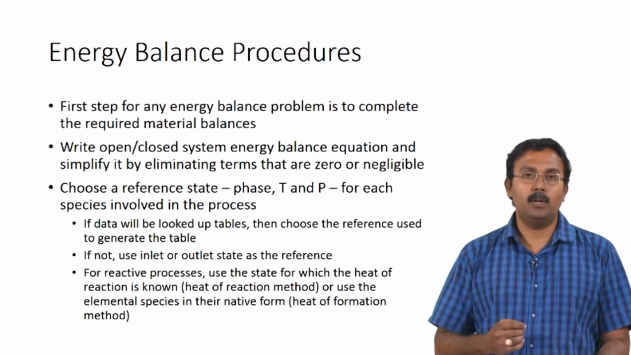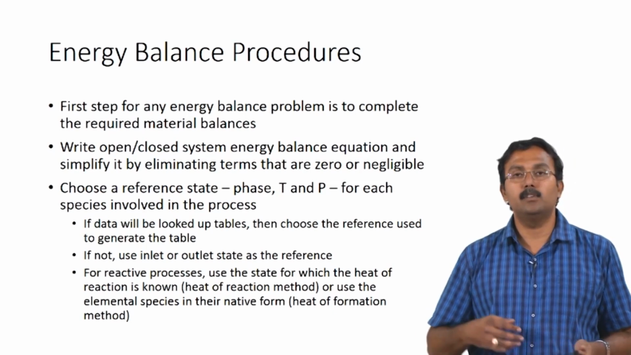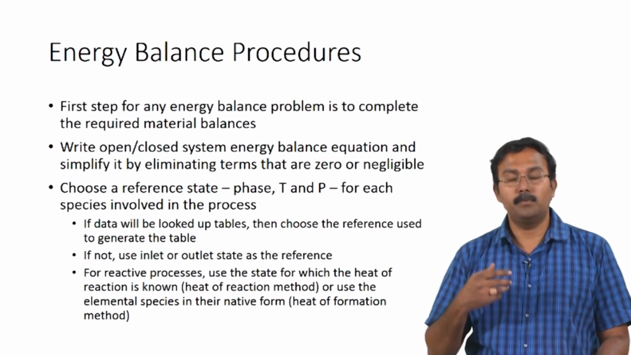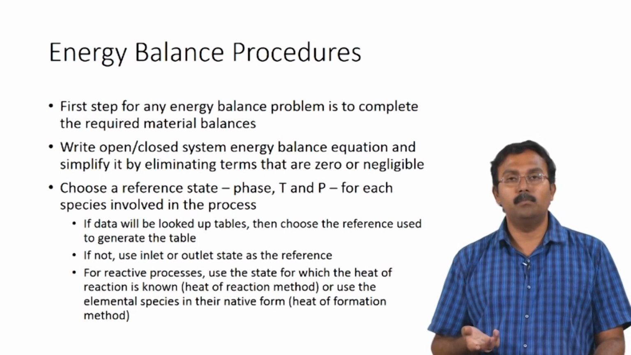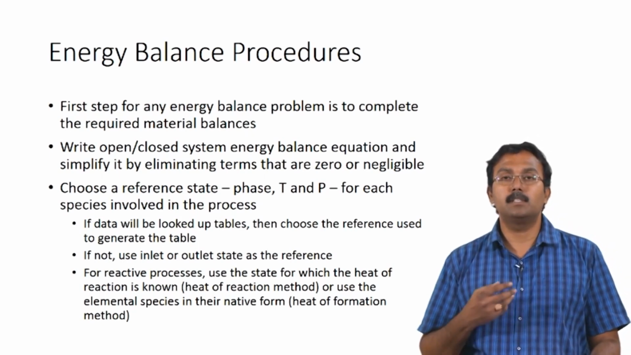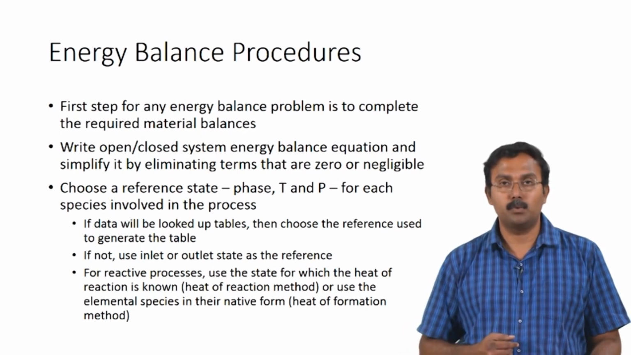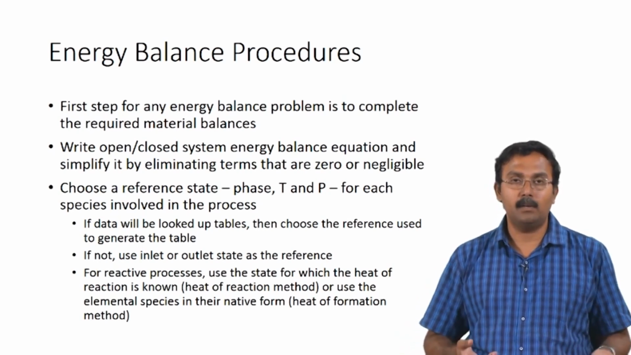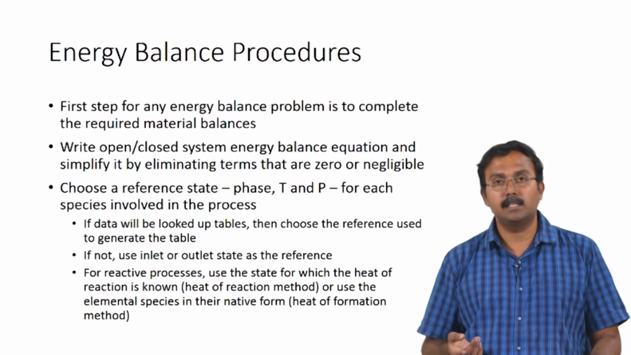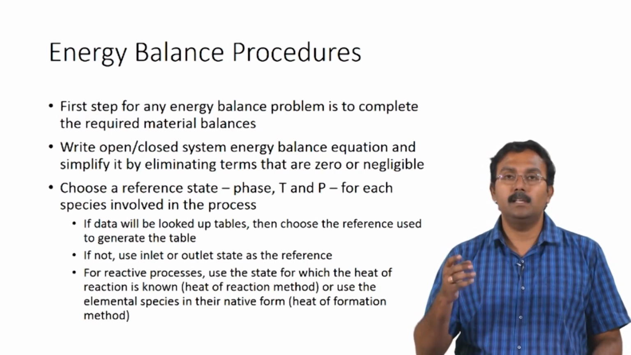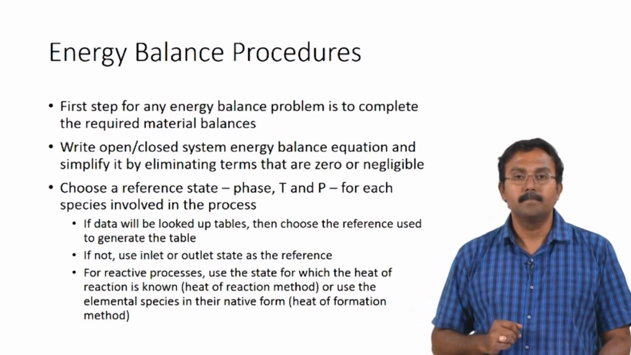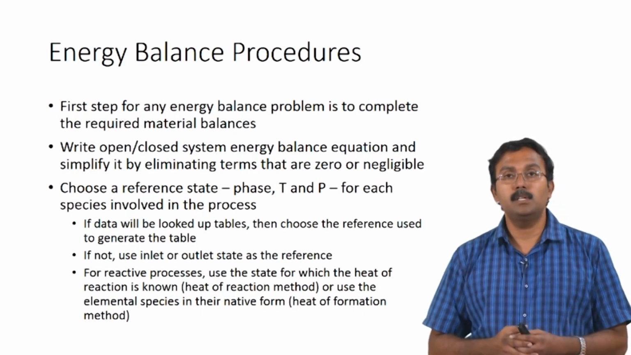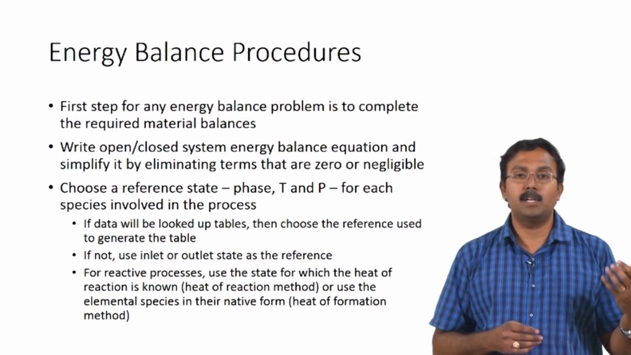If you want to look up the enthalpy values or internal energy values from a table, then use the reference which is used in the table. If you are using steam tables, then you would use water liquid at triple point as the reference state, because that is what is used in the steam tables which we have access to from Felder and Rousseau. If you do not plan to use a table, if you have to make calculations, then you can either use the inlet or the outlet condition as the reference state, so that you can actually eliminate some of the calculations. When you have reactive processes, you have to identify which technique you want to use, and based on the method you are choosing to use, you would have to choose an appropriate reference state.